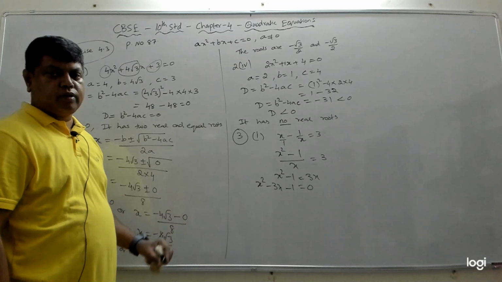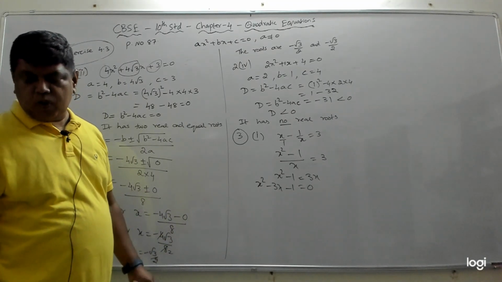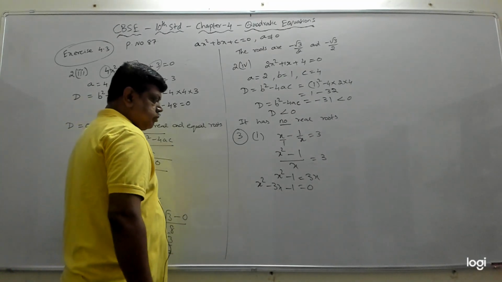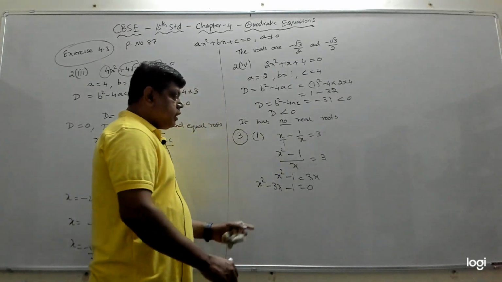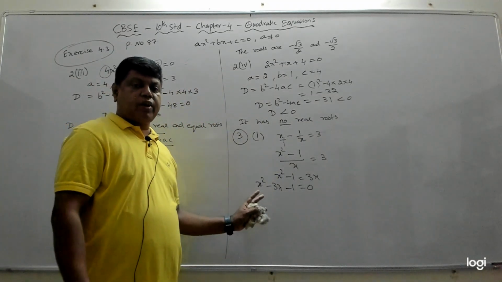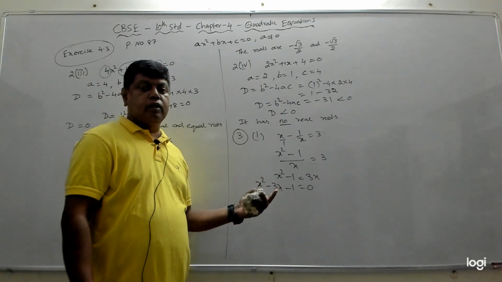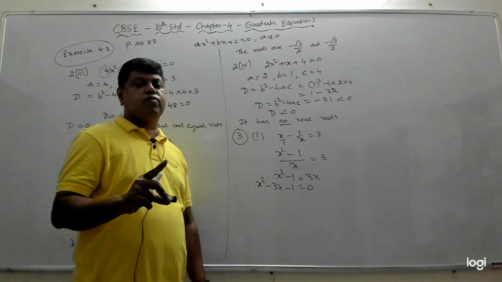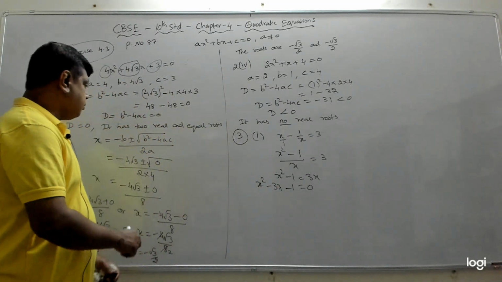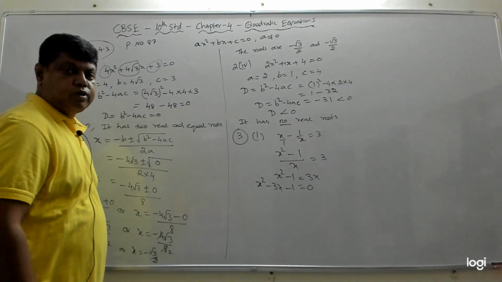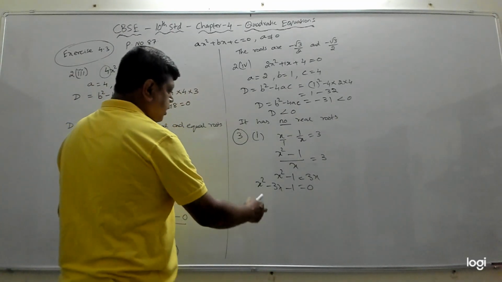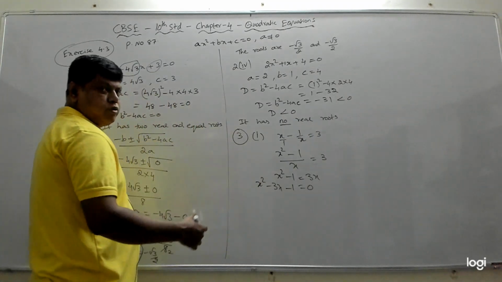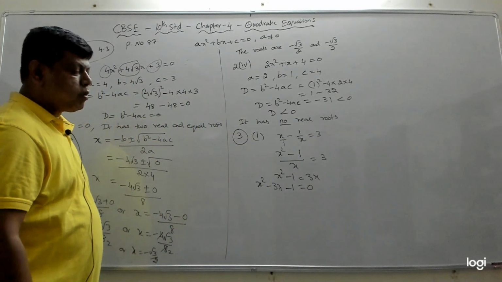Now we need to solve this. We'll solve by quadratic formula. If they have not given any method, you can try to factorize. If you are unable to factorize, then immediately you go for the quadratic formula to find the roots. Here we will use the quadratic formula, because we are in the quadratic formula section.